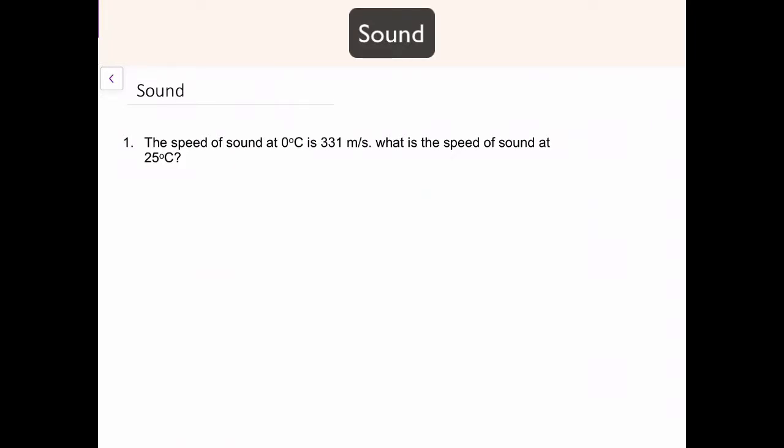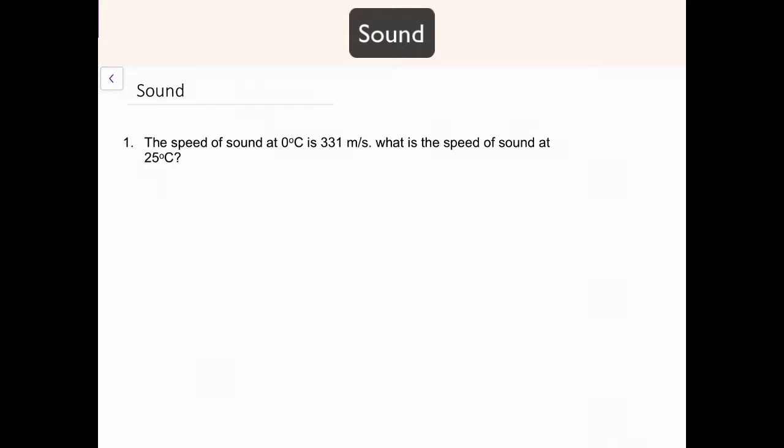So hello there, let's start to review the chapter on sound. The first problem, as you can see here, states the speed of sound at 0 degrees centigrade is 331 meters per second. What is the speed of sound at 25 degrees centigrade?